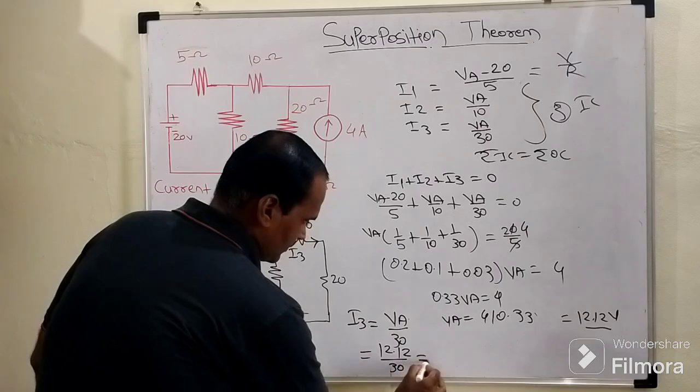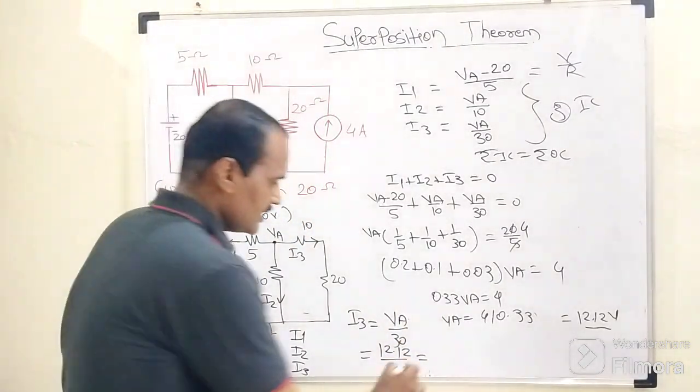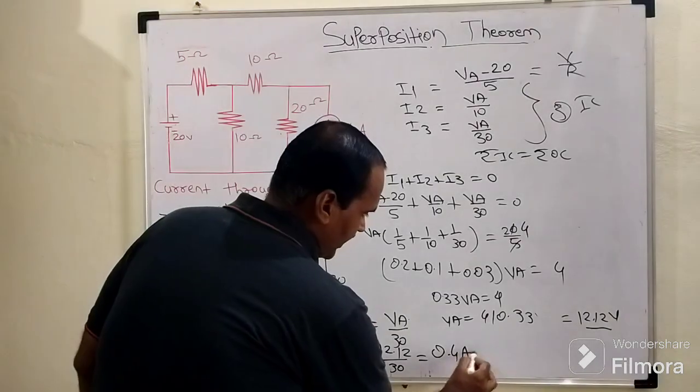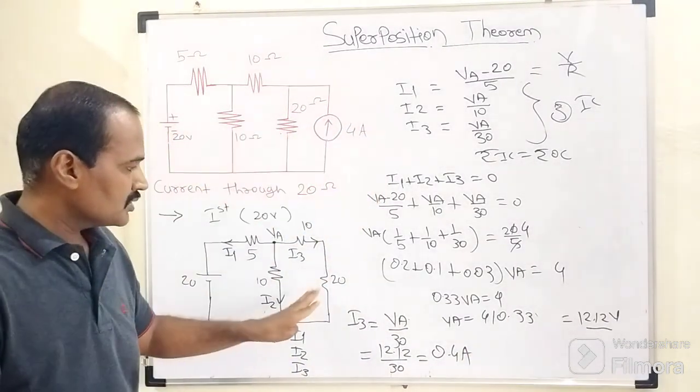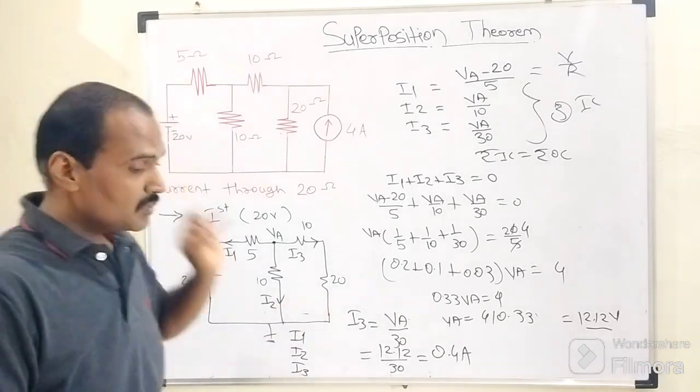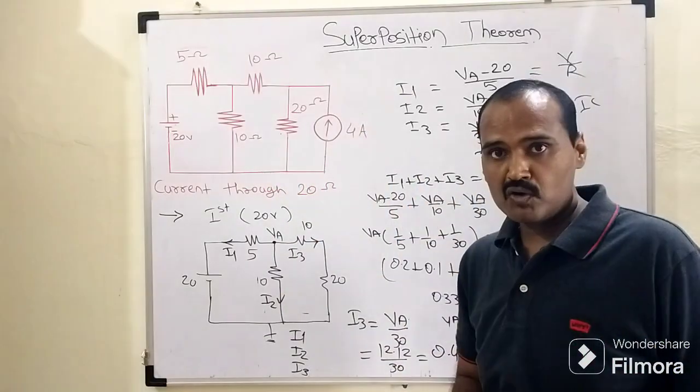Upon 30. So approximately the value which is coming out of this division operation is nothing but what? 0.4 ampere, right? So 0.4 ampere is nothing but the current flowing through this 20 ohm resistor due to this 20 volt battery, by virtually disconnecting this 4 ampere current source.